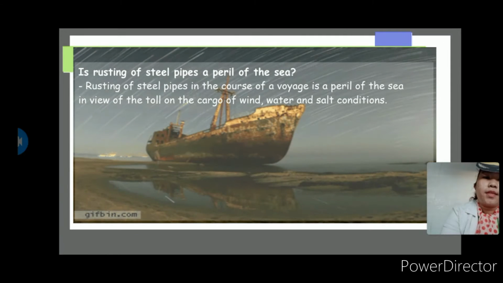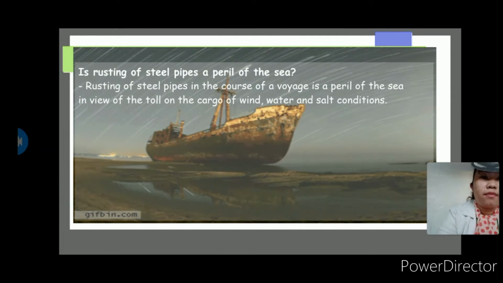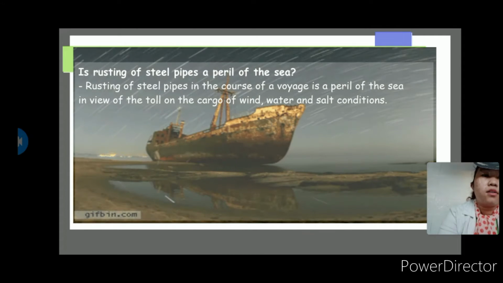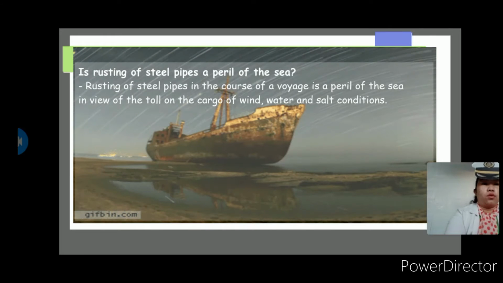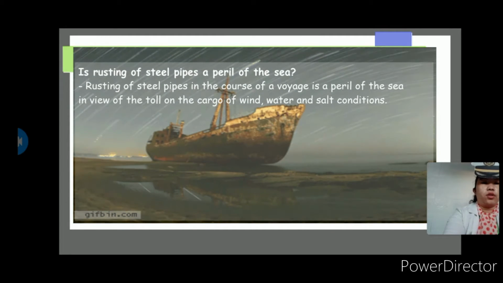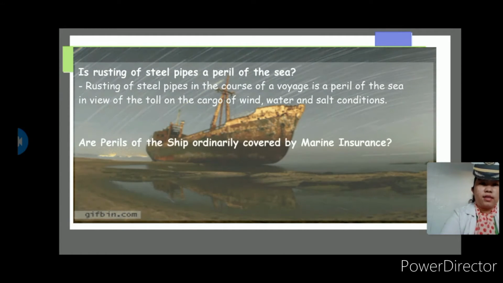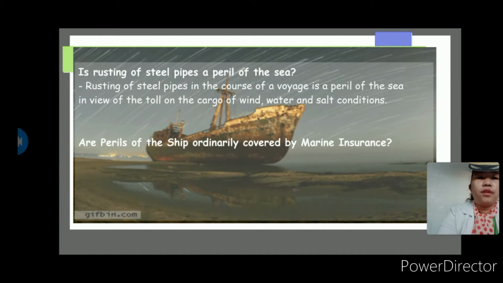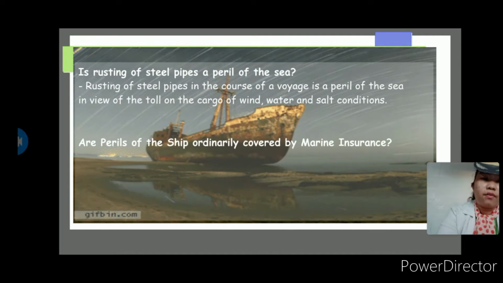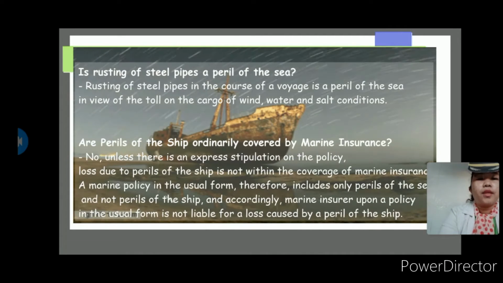Rusting of steel pipes in the course of a voyage is a peril of the sea in view of the toll on the cargo of wind, water, and salt condition. So it is a result of such conditions given by the sea. So what are perils of the ship ordinarily covered by marine insurance?